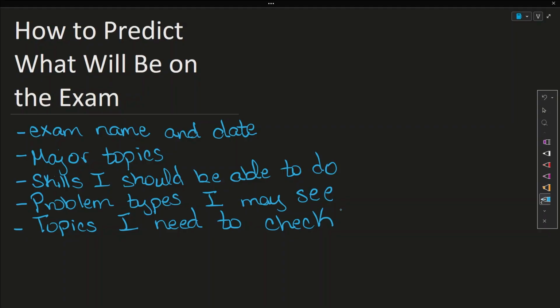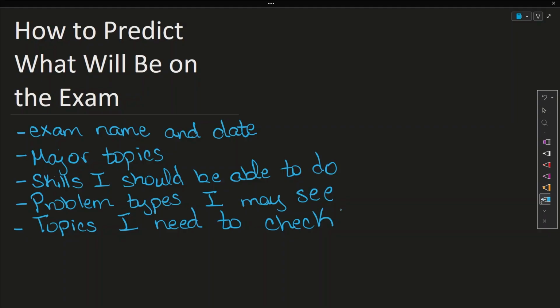The next step is to test your prediction. Choose 1 or 2 problems from each major skill. Try them without notes. If you can solve them and explain your reasoning, mark that topic as confident. If you can begin but make mistakes or need reminders, mark it as needs practice. If you do not know how to start, mark it as needs help.